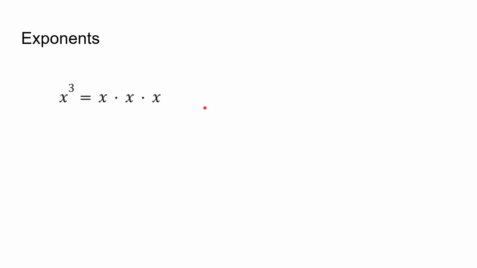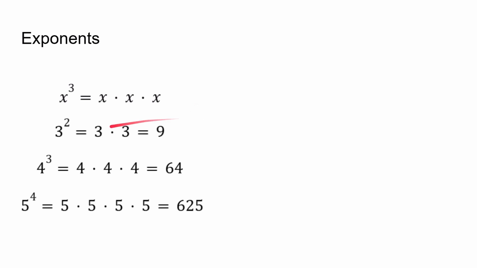If we want to do it with actual numbers instead of x, here is 3 to the power of 2. This can also be called 3 squared. If you do anything to the power of 2, you can also call it squared. And this is equal to 3 times 3, which would be 9.